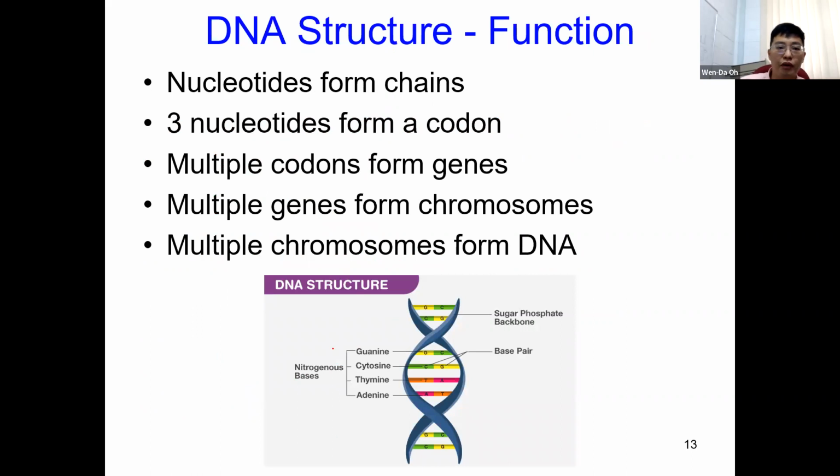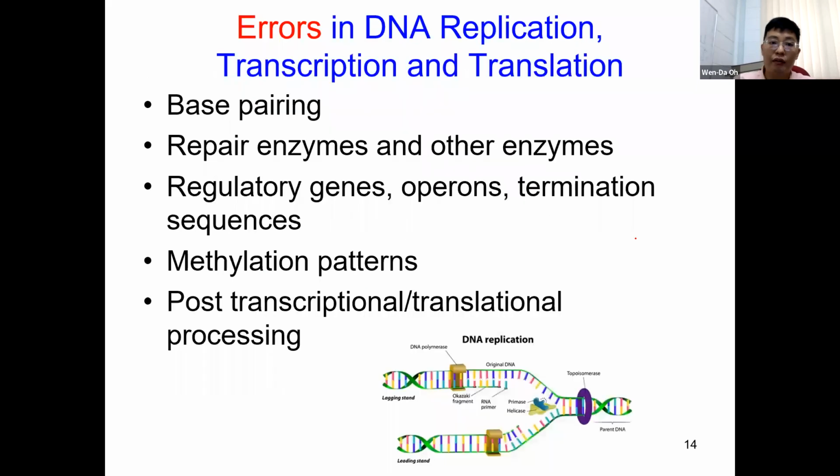Okay, just more information on the DNA structure. You have nucleotides forming a chain. This is the typical DNA structure, in which you can see a lot of different nucleic acid bases like guanine, cytosine, thymine, and adenine. For RNA, if you look at the structure, RNA doesn't have thymine. Instead, you have uracil. That's the difference between DNA and RNA. Multiple codons form a gene, multiple genes form a chromosome, and multiple chromosomes form your DNA.